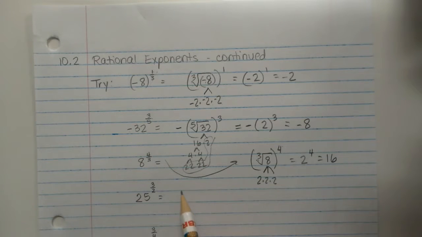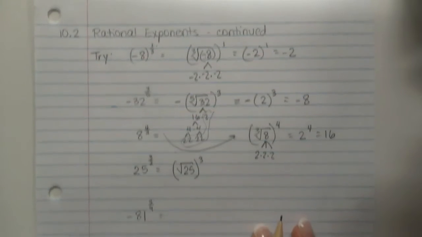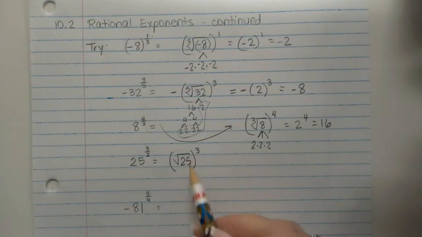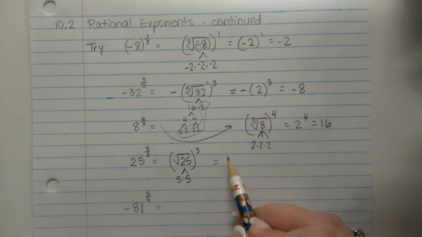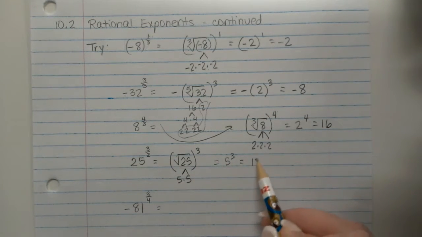Once again, I'm going to do the root first. So the square root of 25, and then I'll raise it to the 3rd power, or cube it. And the square root of 25 can be expressed as 5 times 5. So this is 5 cubed, which is 125.